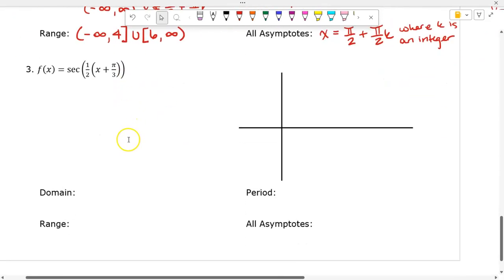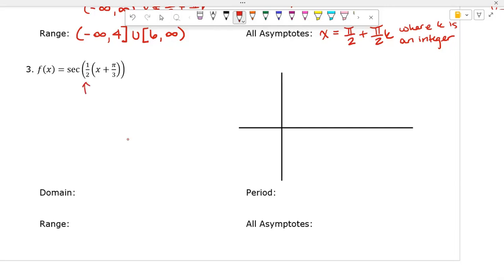Let's try this problem here. What is going on with this one? Well, this 1/2 is a b value, so that's going to change the period of my function. And then this pi over 3 is going to be a horizontal shift, so it's a phase shift. Since it's being added, it tells me I've shifted my graph left pi over 3. Again, everything on the inside of the function affects the x values of my table, and everything on the outside is going to be those y values.